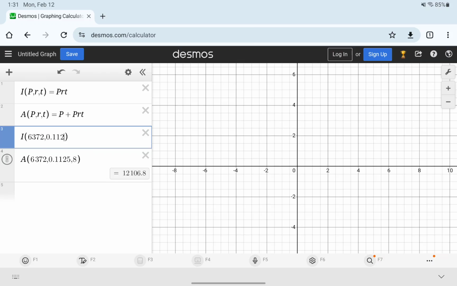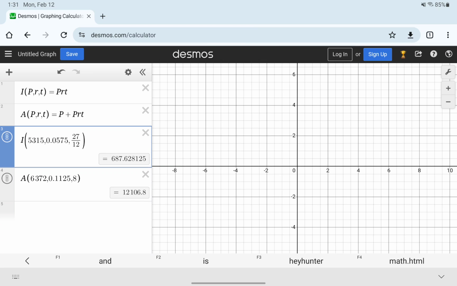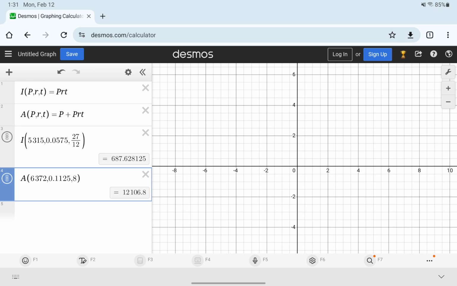And we can flip back over and just update the values that we already entered in for both formulas. So for example 6, we had an initial investment of $5,315. An interest rate of 5.75%, and now our time period in years will be 27 divided by 12. So our total interest will be $687.63.